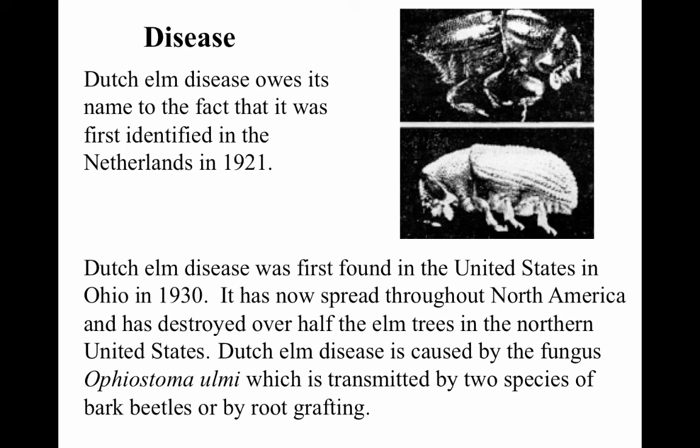Elm trees used to be a lot more prolific, and the disease was first identified in the Netherlands, and that's why it's named the Dutch elm disease, in 1921. It spread to the United States in 1930, and now it's throughout North America, and more than half the elm trees in the United States have been wiped out.